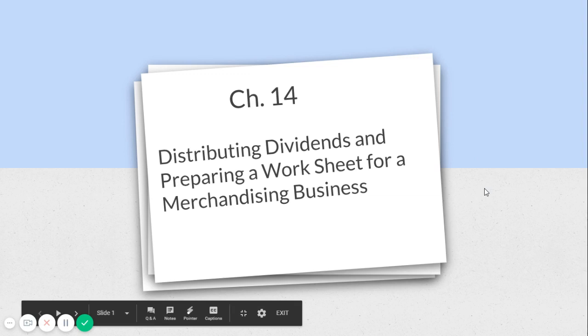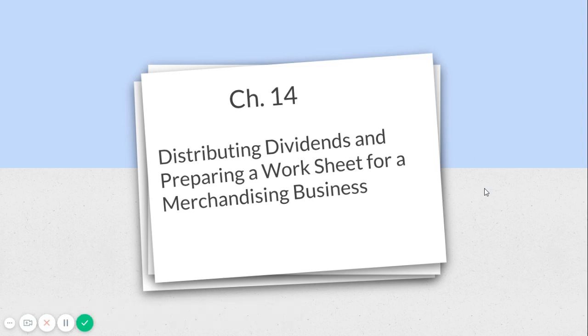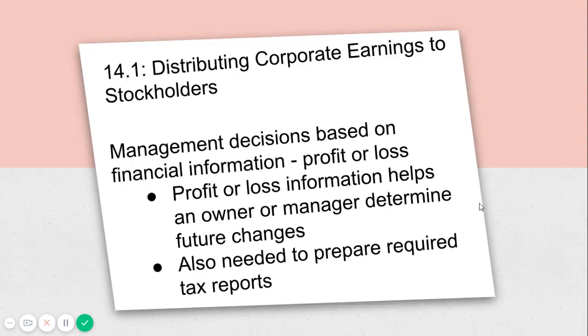Chapter 14, Distributing Dividends and Preparing a Worksheet for a Merchandising Business. Section 1, Management Decisions Based on Financial Information. It's either going to be a profit or a loss. So profit or loss information helps an owner or manager determine future changes. Also helps with the tax reports as well.